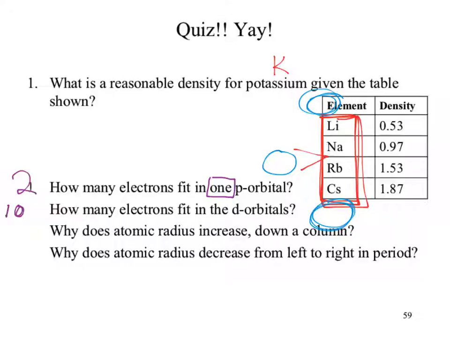When we go up-down, what changes? The energy level. What happens to the energy level when I move left to right? It doesn't change. So if I'm placing the electrons at the exact same energy level, what should happen to the size? It should stay the same.